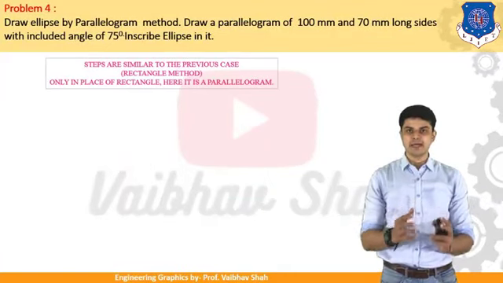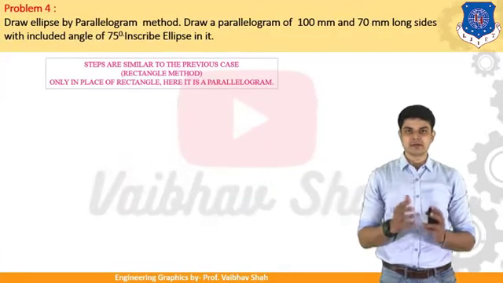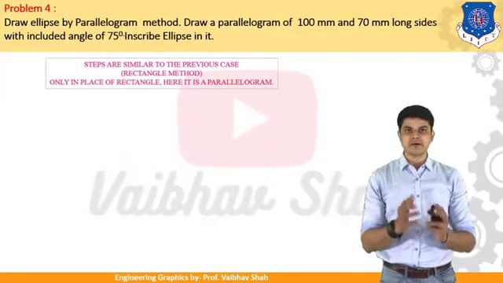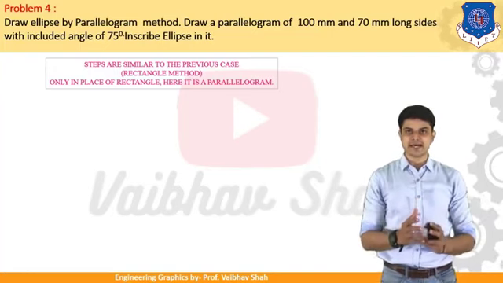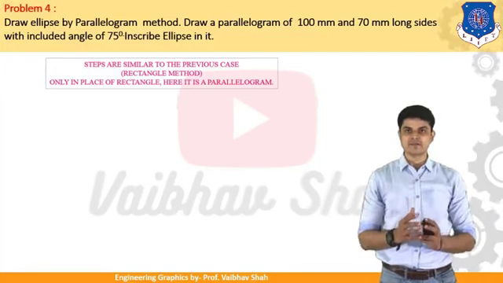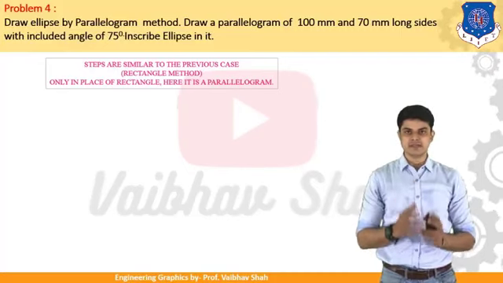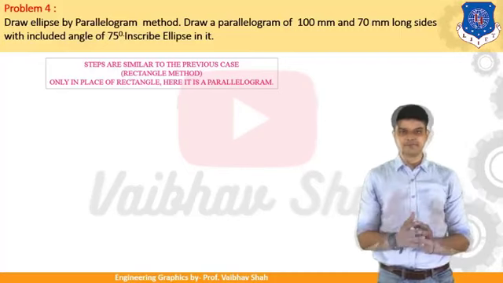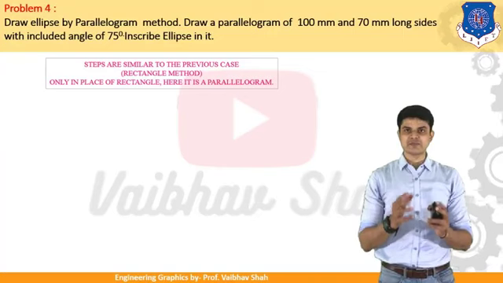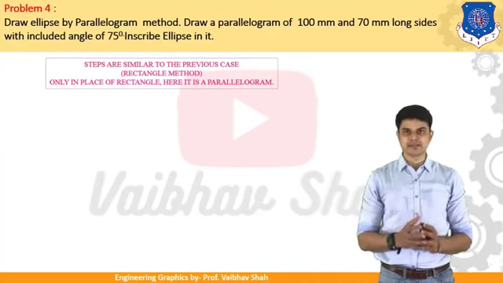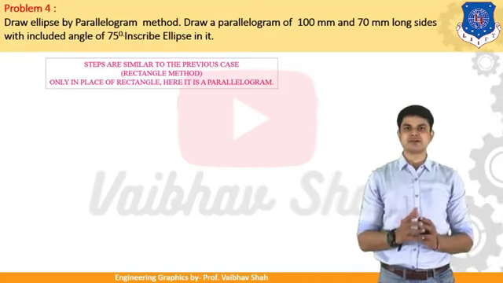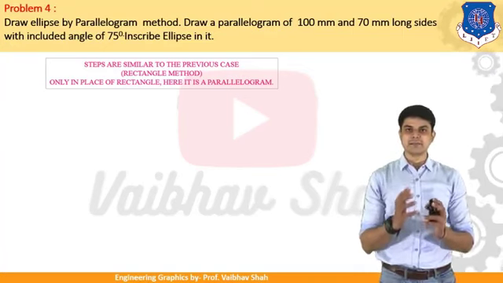Draw an ellipse by parallelogram method. Draw a parallelogram of 100 mm and 70 mm long sides with included angle of 75 degrees. Inscribe ellipse in it. Here note that the steps are very similar to your previous example. The difference is that here, in the place of rectangle, we will be constructing a parallelogram.